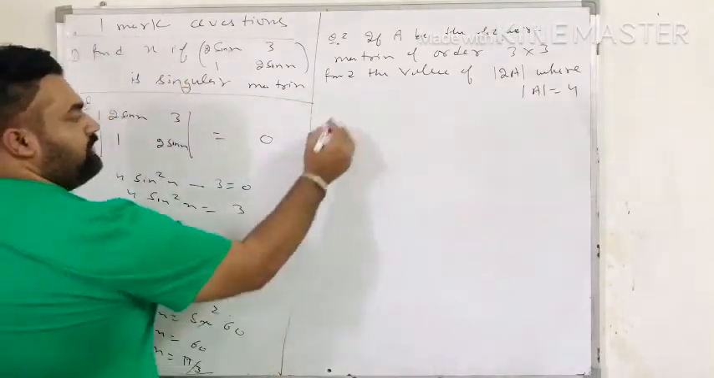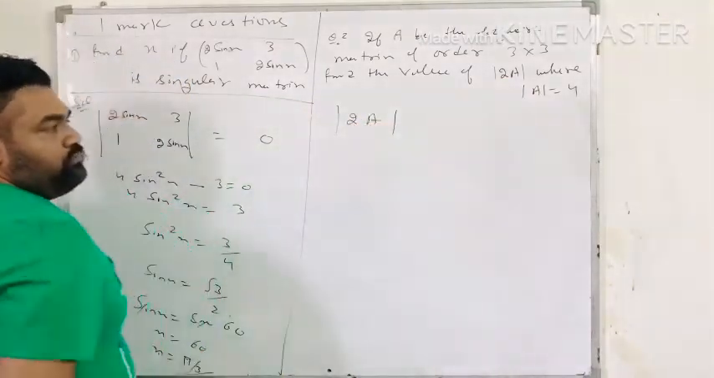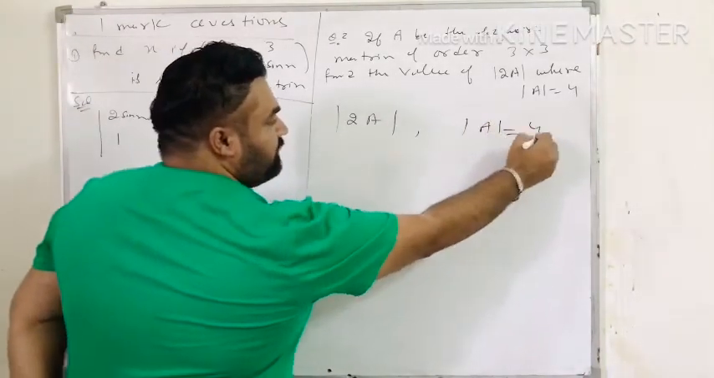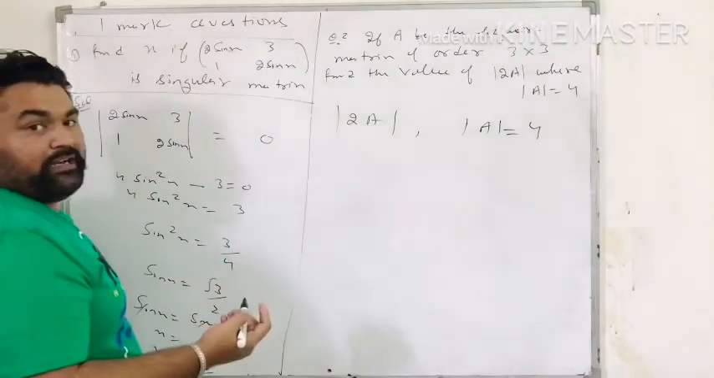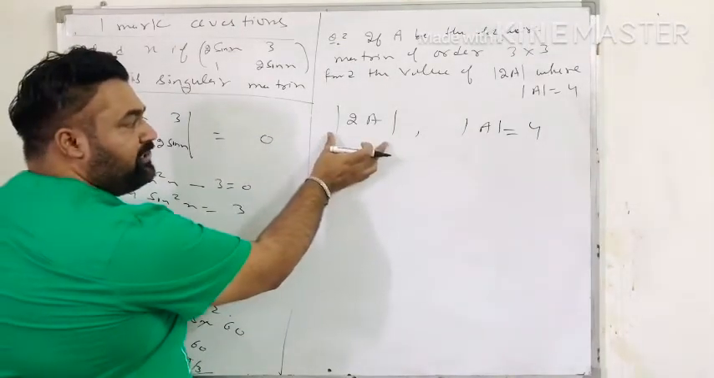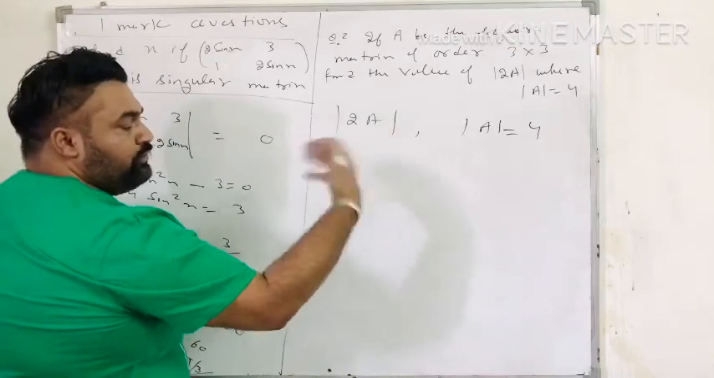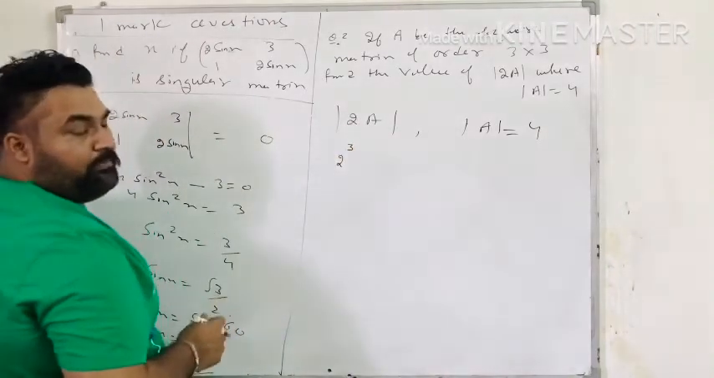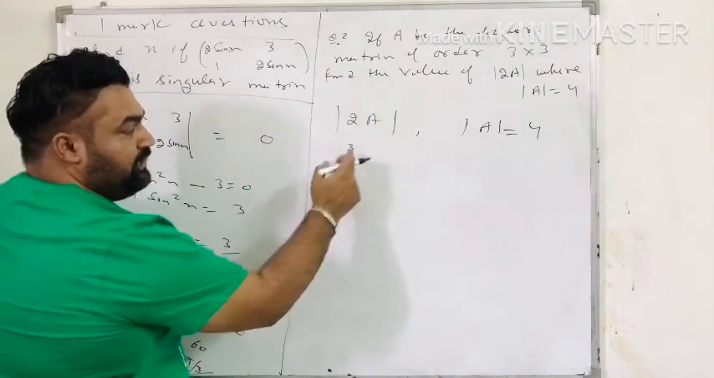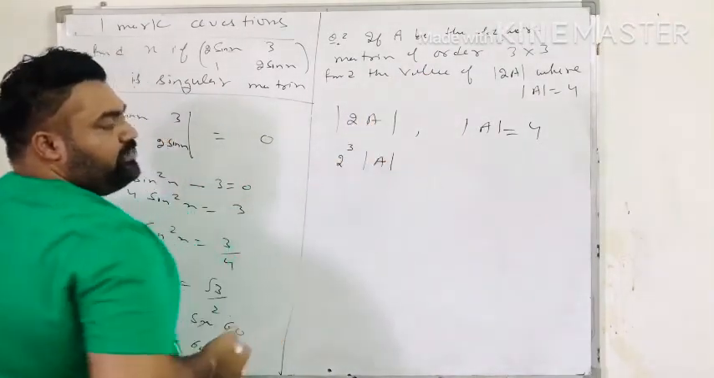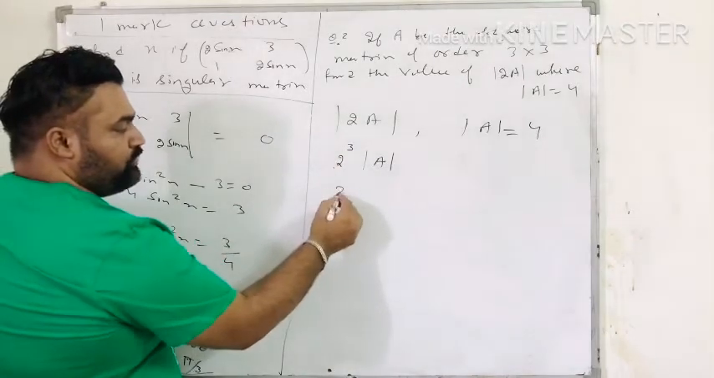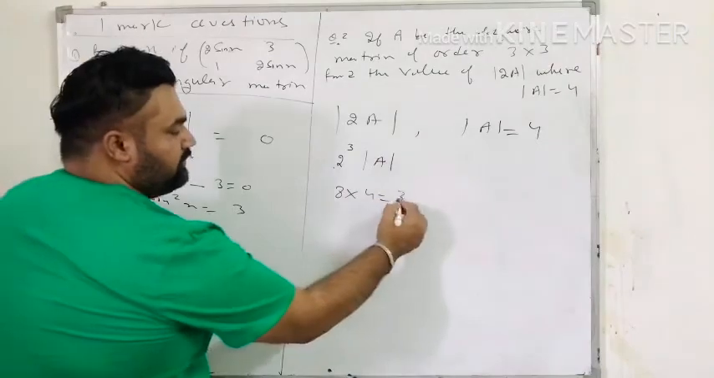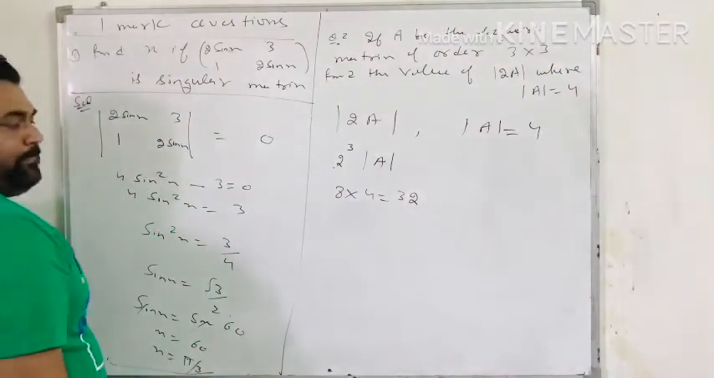Now we have to find the value of determinant of 2A, where determinant A is 4. Now the formula to find determinant of order 2 by 2, 3 by 3 is this: 2 becomes 2 cube, because the matrix is of order 3 by 3, determinant A. Now 2 cube equals 8. Determinant of A is 4, which becomes 32.